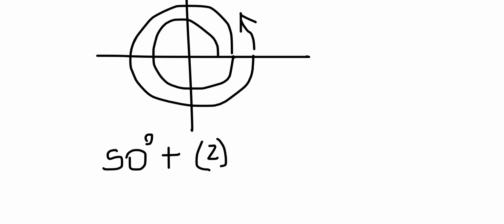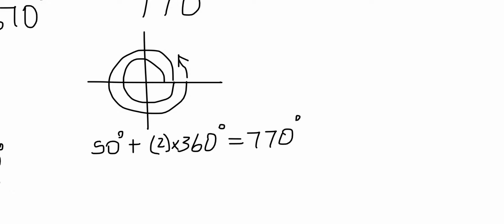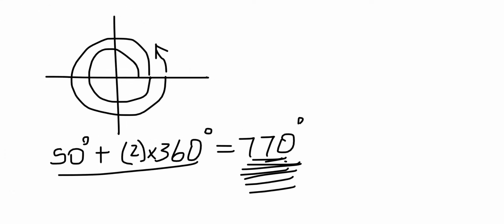We swung 2 times, 360 degrees. So this is what gives us that 770. Can you see, we just had to represent this 770 in that format. It is very, very important to say 770 is made of 50 plus 2 of 360 degrees.